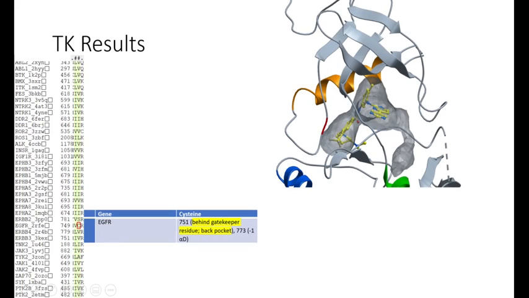There is one gene with a cysteine located in the back pocket behind the gatekeeper residue. This residue appears to be not conserved at the position where it is found.